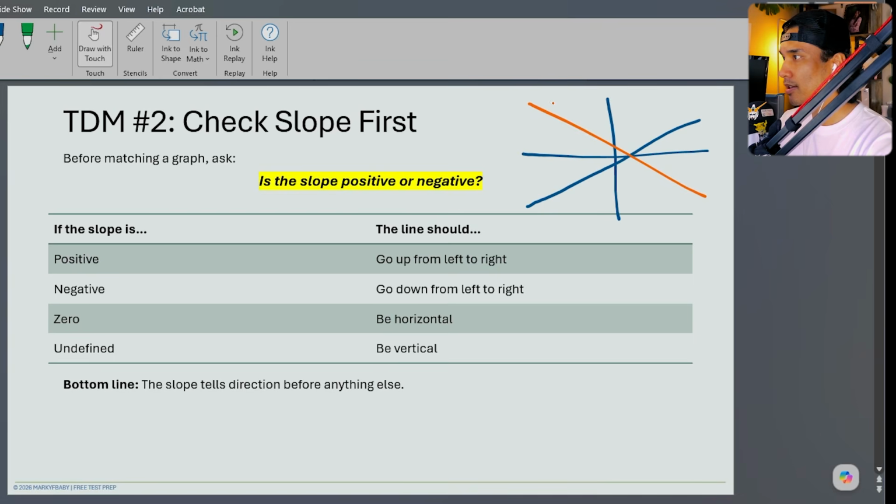Zero, be horizontal, right? It could be, let's say, y is equal to positive 9, and it'll be this right here. Okay, this is just a rough sketch. Undefined, it's vertical. Yeah, vertical, it's going to look something like this. Okay? Bottom line, the slope tells direction before anything else.